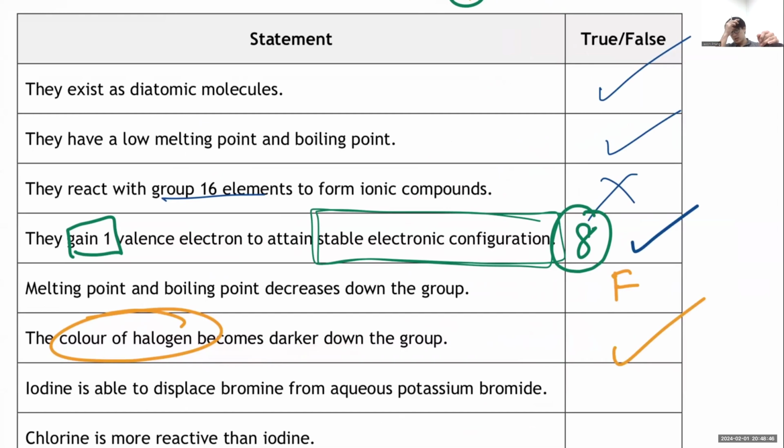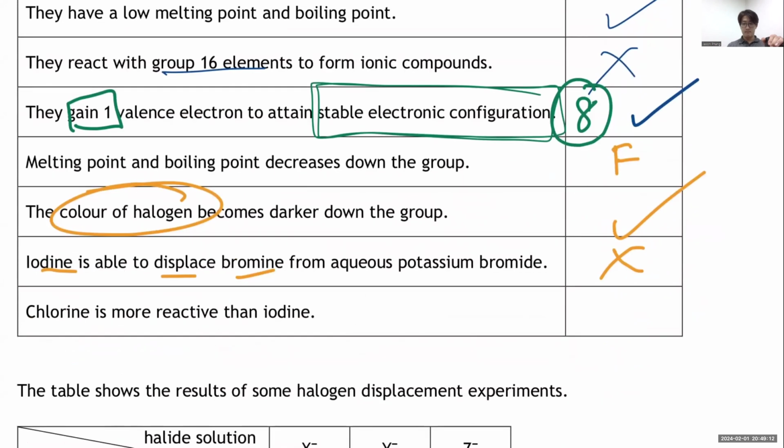Yes. Can iodine displace bromine? Remember, the big bully the small. The more reactive kicks away the less. Is iodine more reactive than bromine? No, so therefore cannot. And the last one, is chlorine more reactive than iodine? Yes. Chlorine is higher.